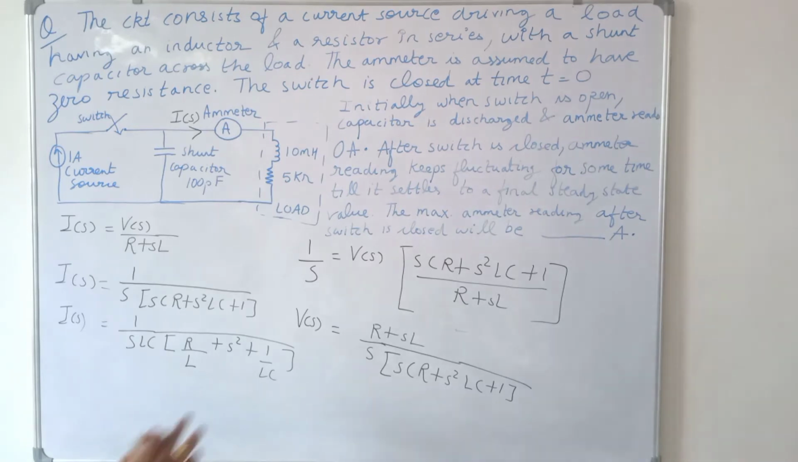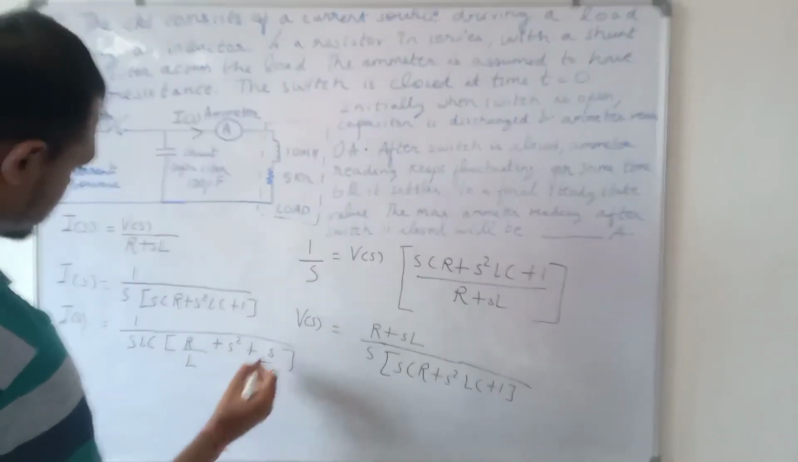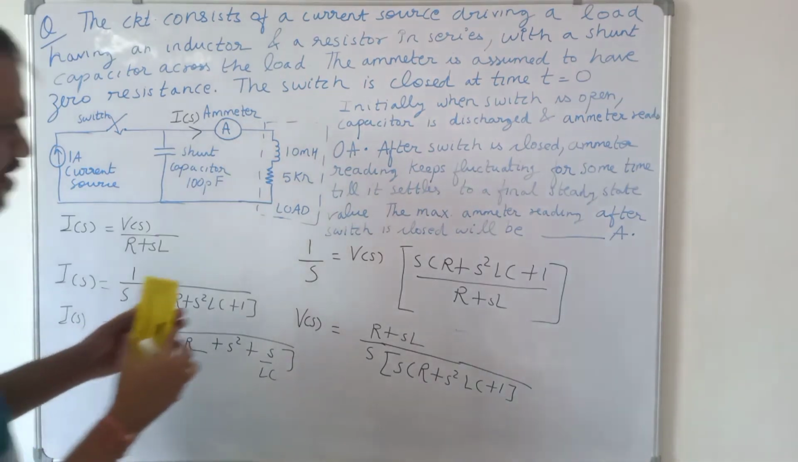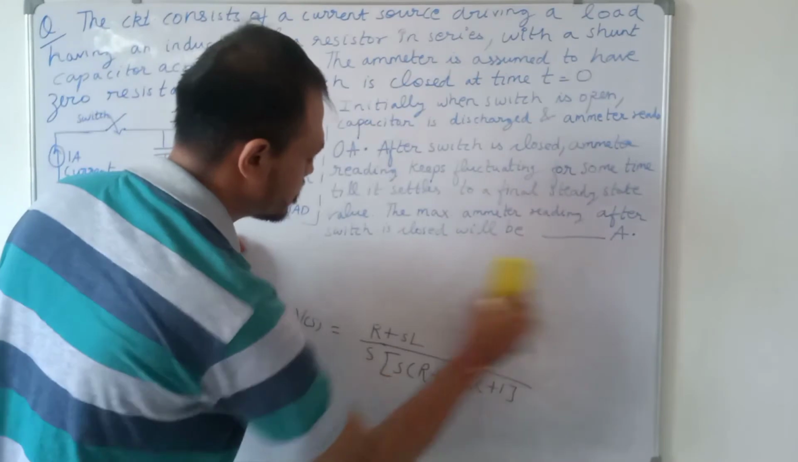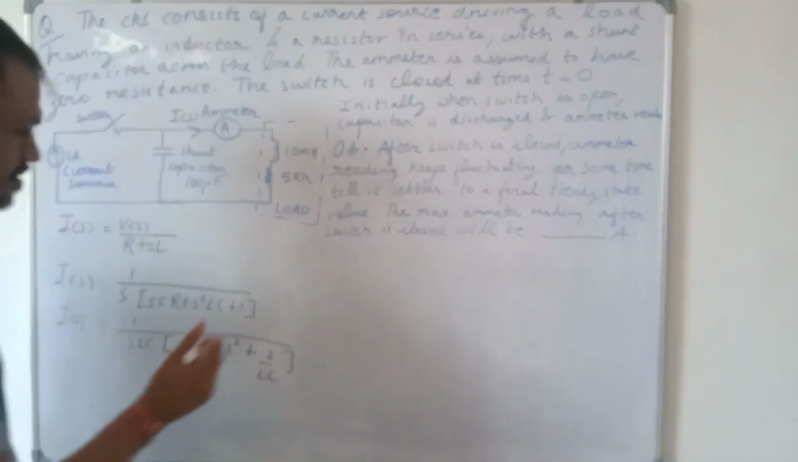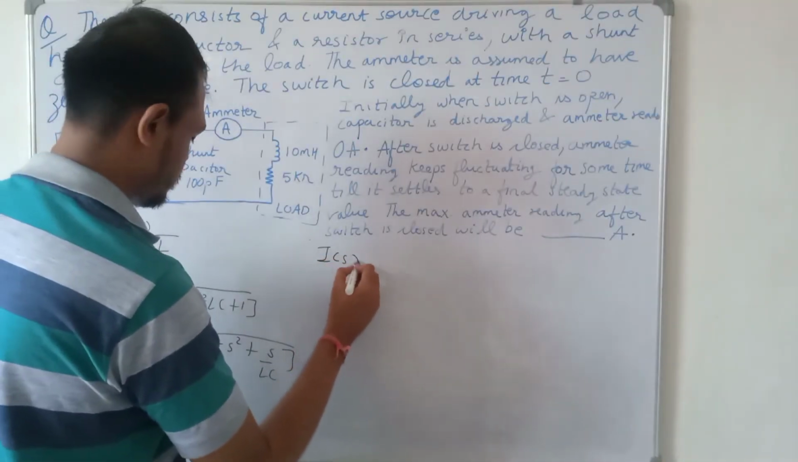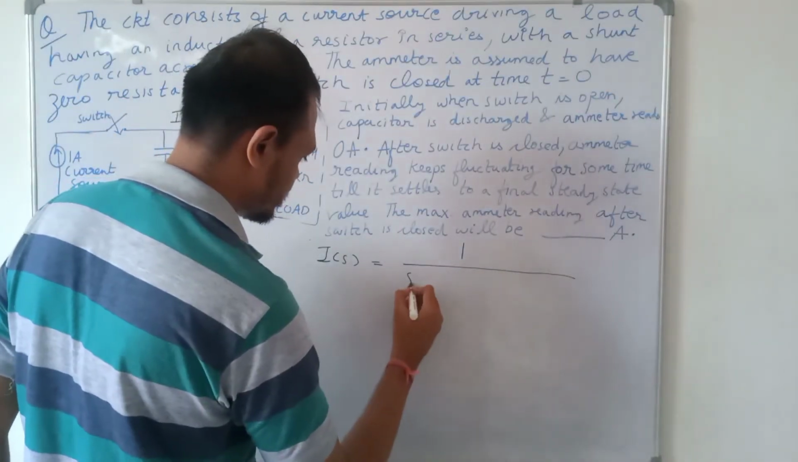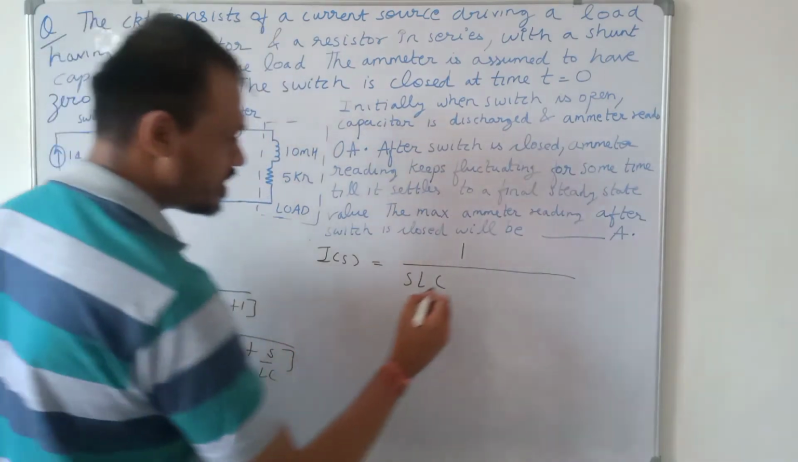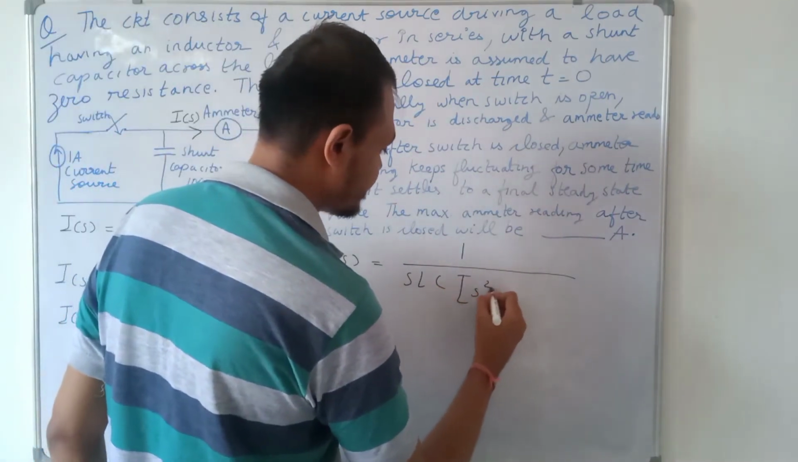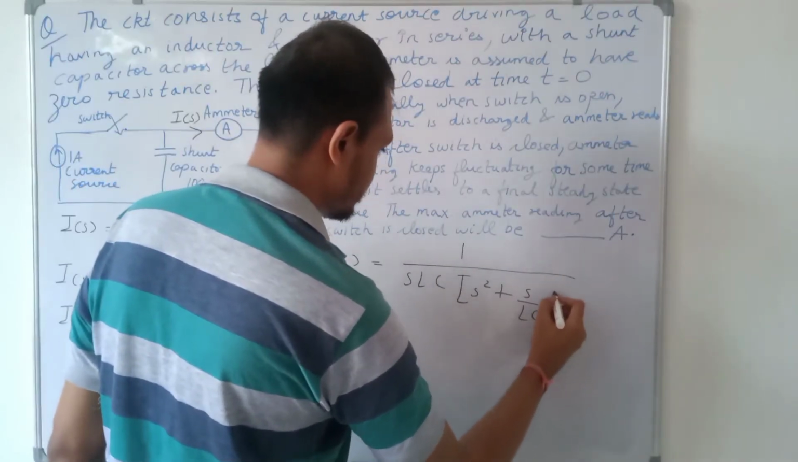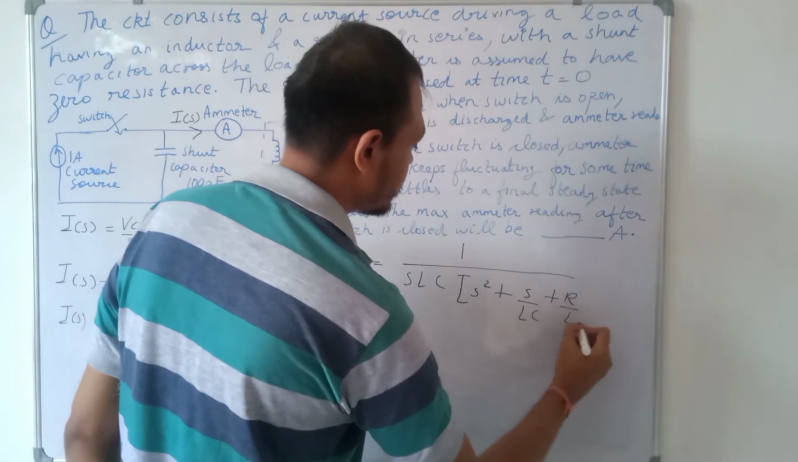And there will also be the S term here: S square plus S times R upon L plus 1 upon LC. Now this I of S will be equal to 1 upon S LC into S square plus S R upon L plus 1 upon LC.